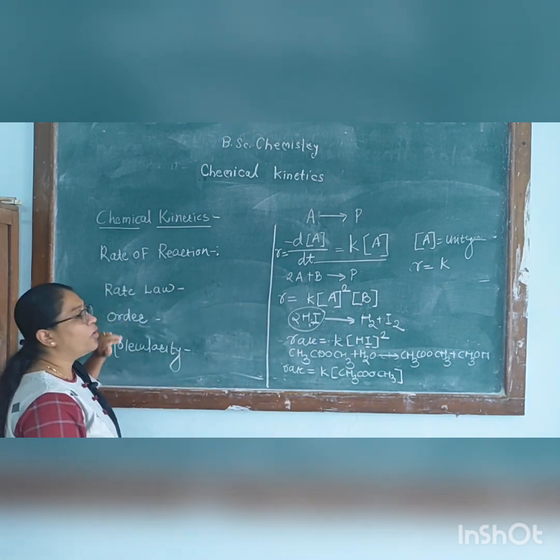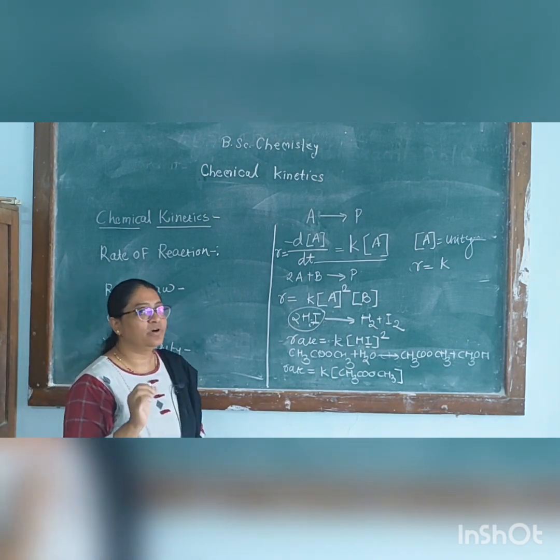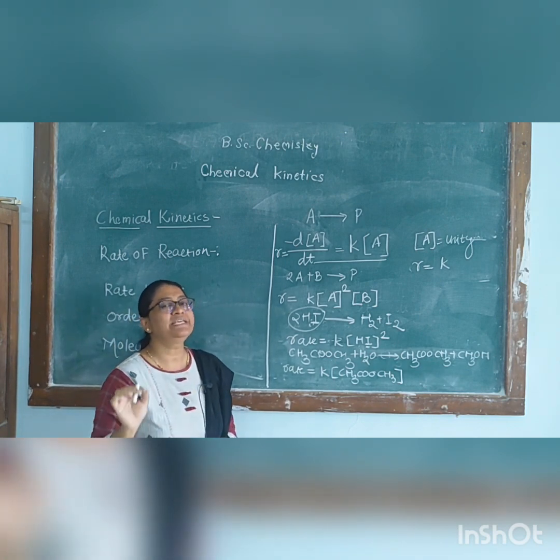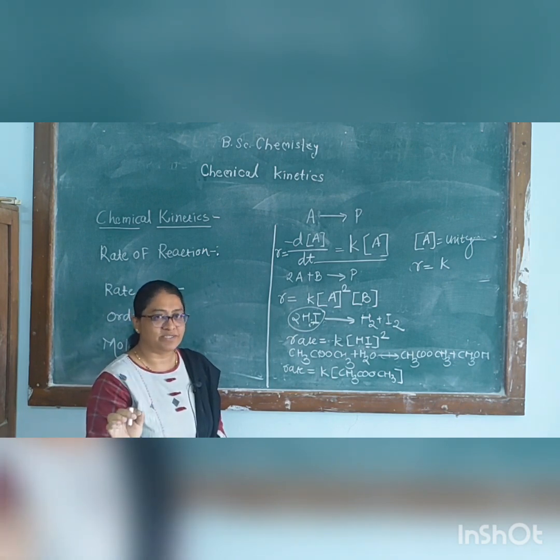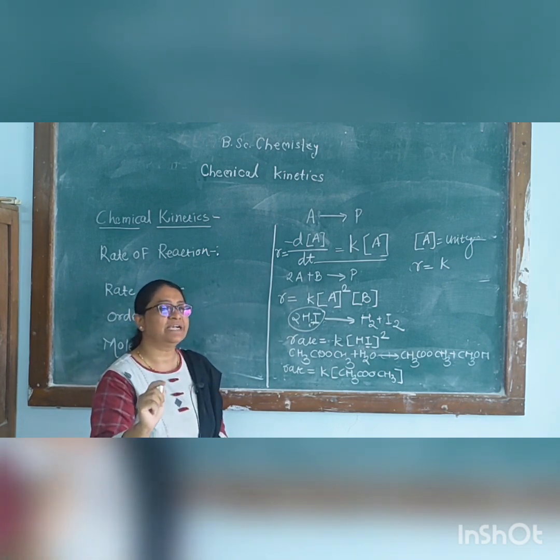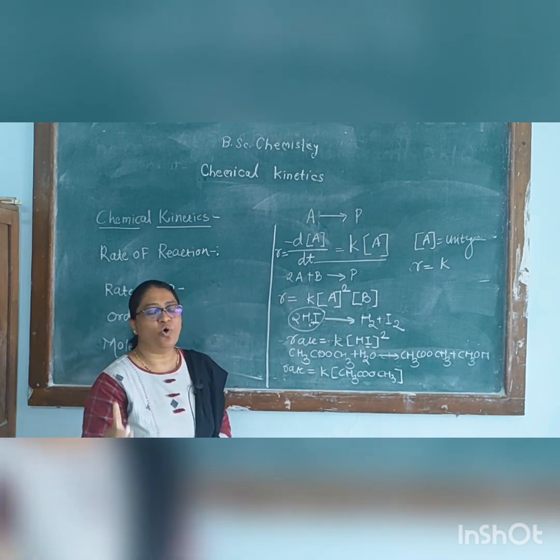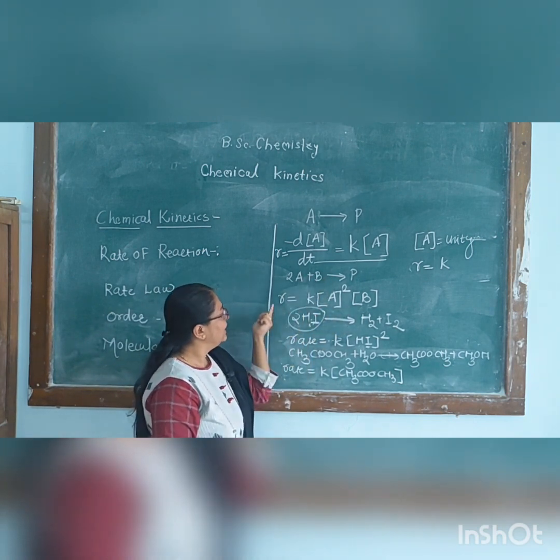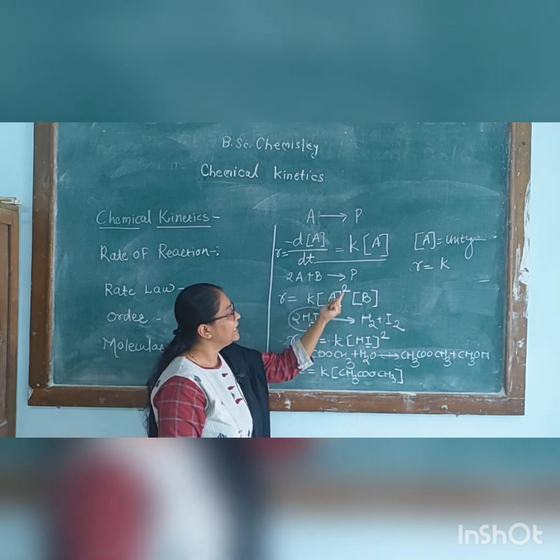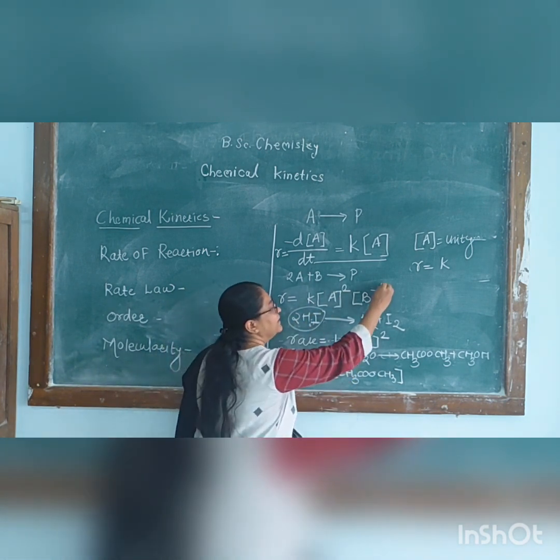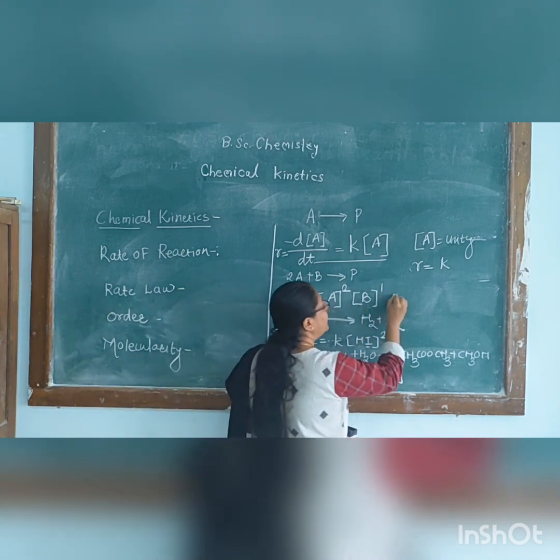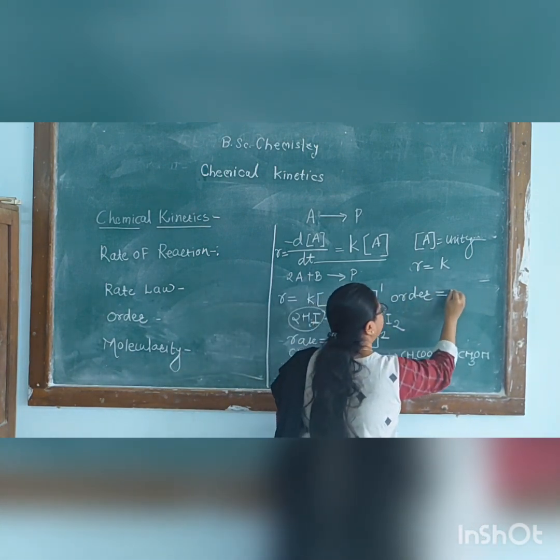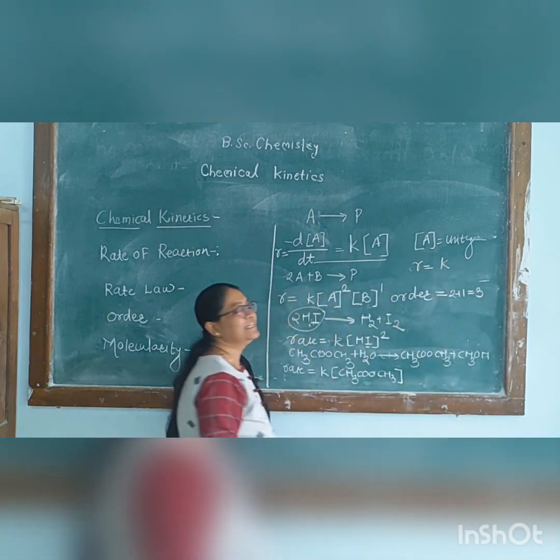The next term is order. Order is also an experimental quantity which is determined from the rate law. The order is nothing but the sum of the exponents to which the concentrations of the reactant terms are raised. That means, see here, in this example, the rate is equal to K into A. The exponents here are 2 and 1. Therefore, the order of this reaction will be 2 plus 1, that is 3.